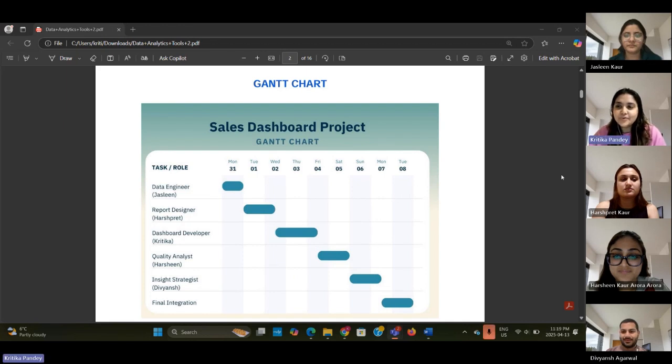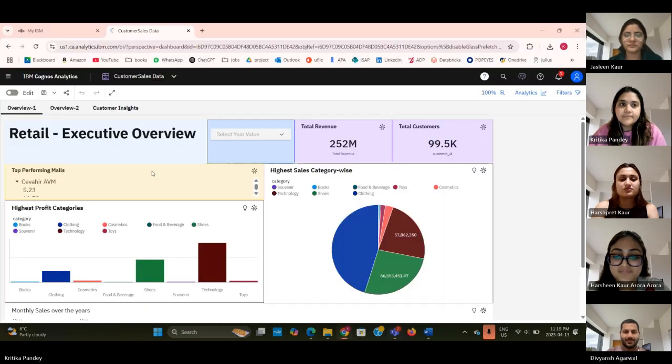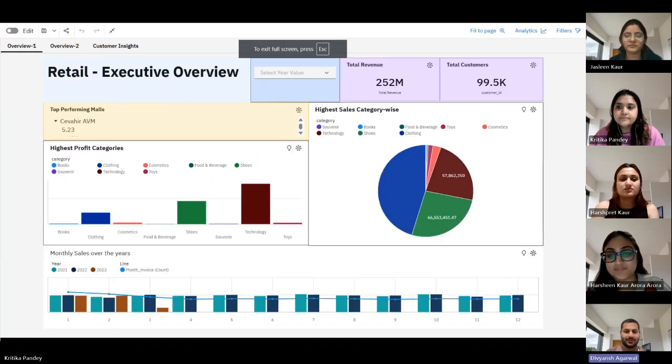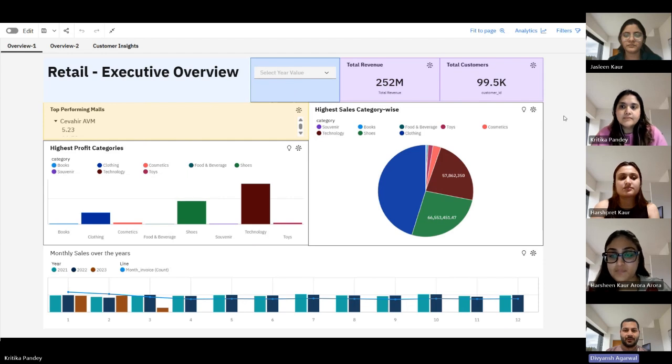Now, let's move on to the dashboard. So I'll be walking you through dashboard one, that is the retail executive overview. This dashboard basically gives us a high-level snapshot of business performance, highlighting the sales trends, customer behavior, top performing categories, and top performing malls. So this gives a high level overview about all these key metrics that we have tried to measure through this dashboard. So let's start with the layout of the dashboard.